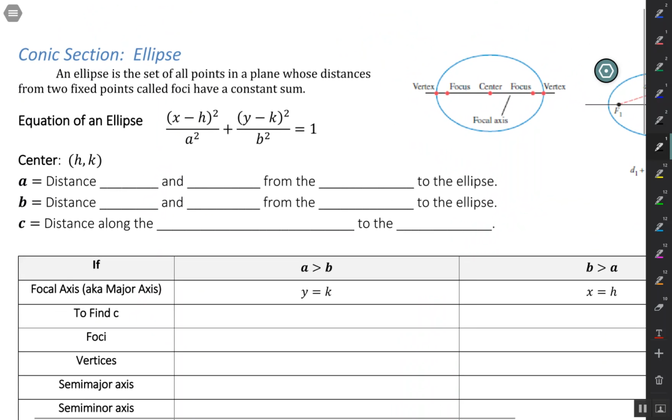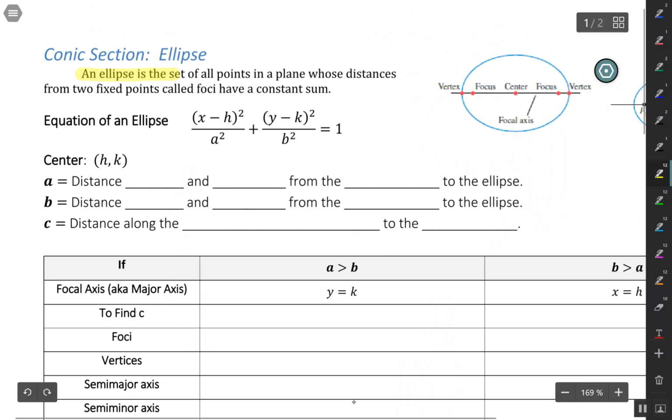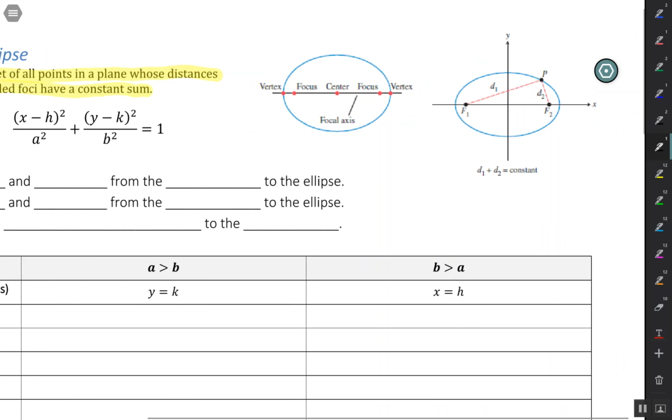So to begin with, let's take a look at the definition of an ellipse. An ellipse is the set of all points in a plane whose distances from two fixed points, called the foci, have a constant sum. So let's take a look at what that means.